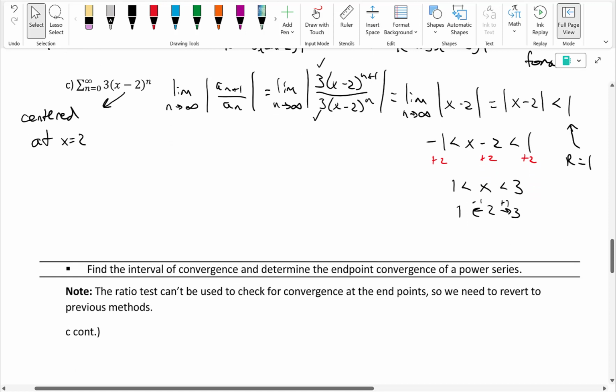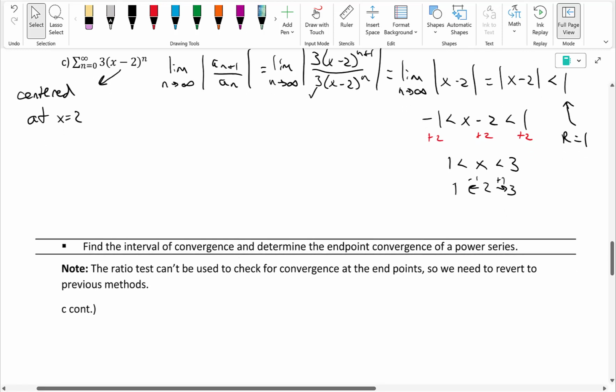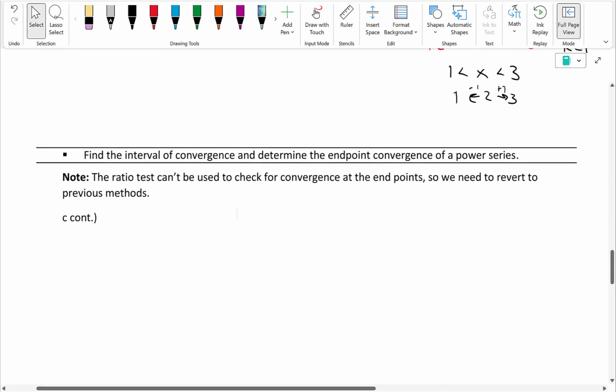So we're saying that this converges for x between 1 and 3, but we don't know what happens at the endpoints. So ratio tests can't be used to check for convergence at the endpoints, so we need to revert to previous methods. If you did plug in 1 or 3 to that inequality above, right, the absolute value of x minus 2 less than 1, you'd end up with 1 each time. And 1, remember, was inconclusive for the ratio test, so we need to look at other methods. And so to do that, we're just plugging in 1 and 3 into our original series and seeing what happens.